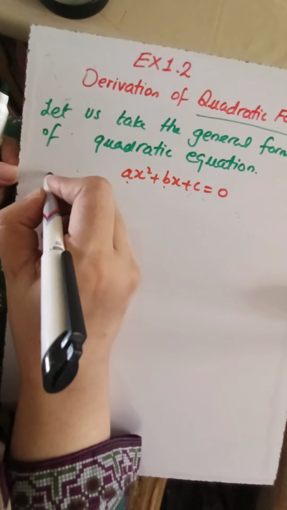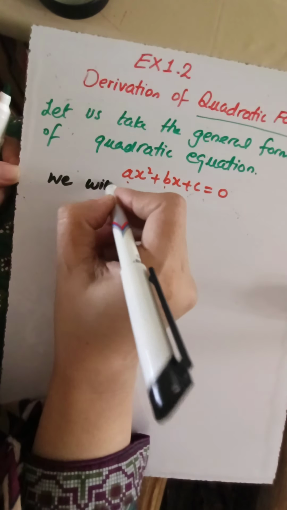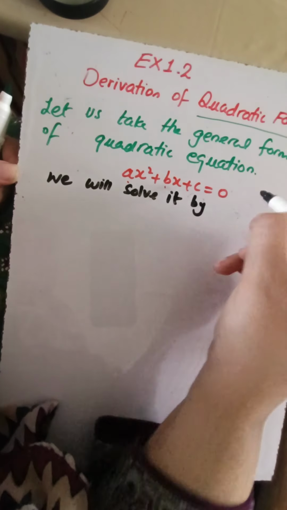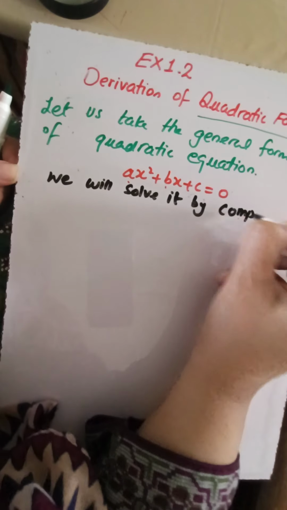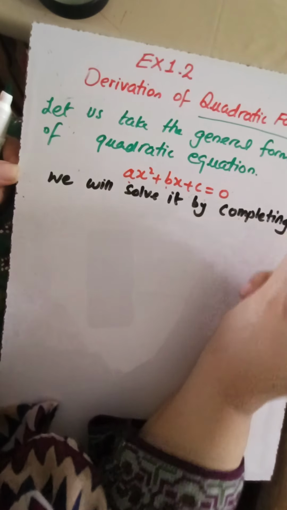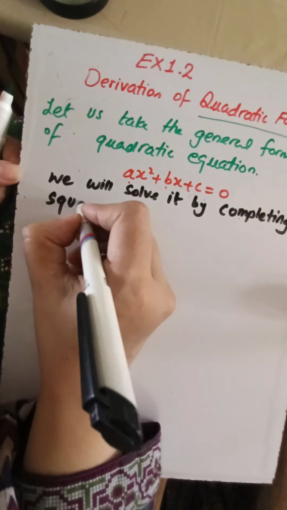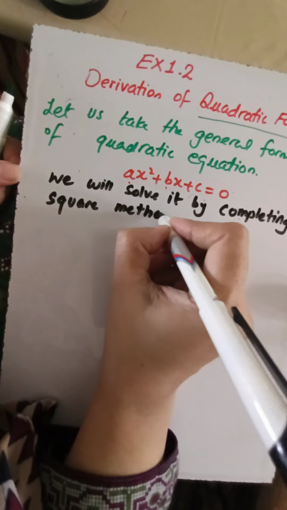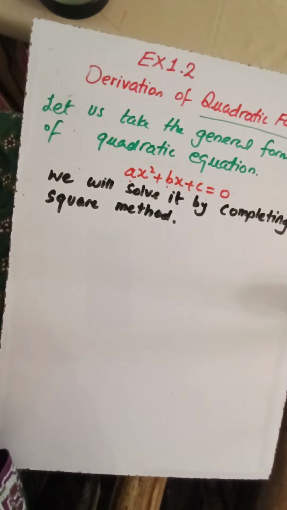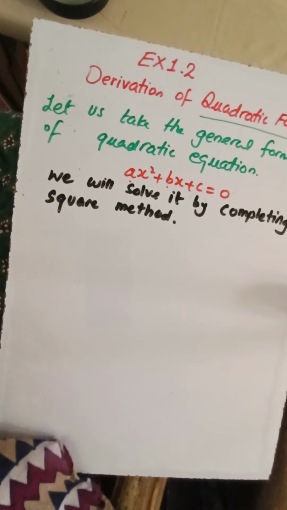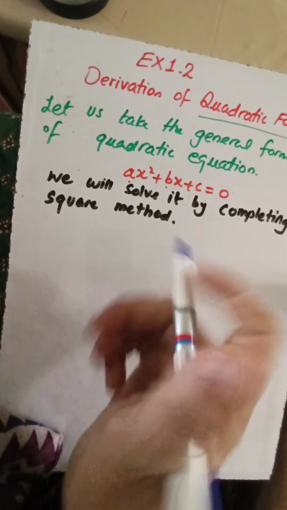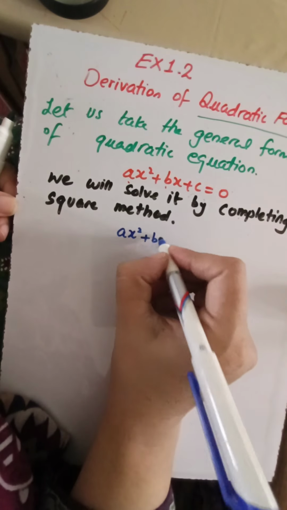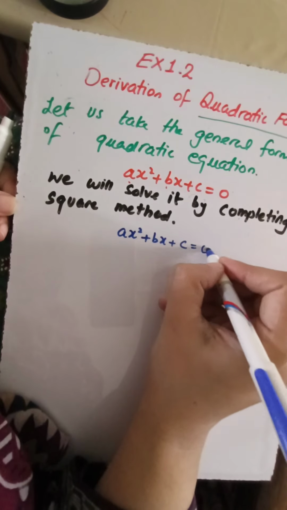Okay, we will solve by completing square method that we did in the previous lecture. Okay, so let us start it. Let us take this equation: ax square plus bx plus c is equal to 0.